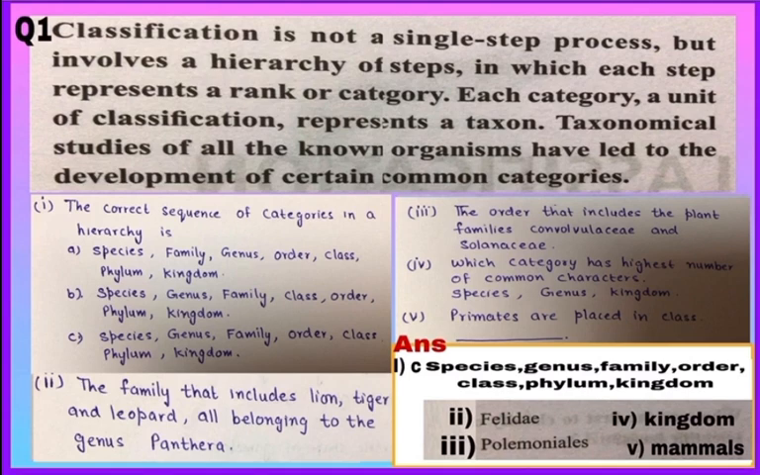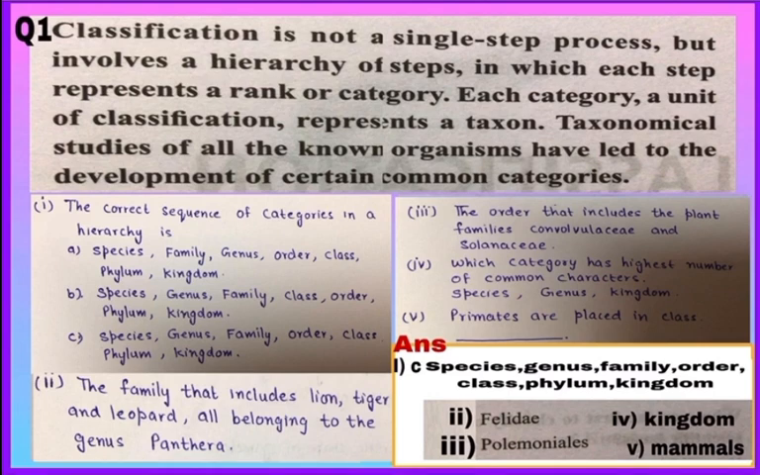The correct sequence of categories in a hierarchy is, it is species, then genus, then family, order, then class, then phylum, and in the end it is kingdom. So the correct choice is C, mark C. Part 2 of the question. The family that includes lion, tiger and leopard, all belonging to the genus Panthera. The name of the family is Felidae.